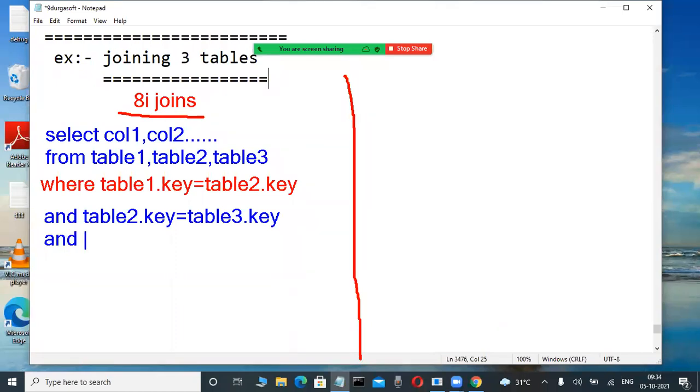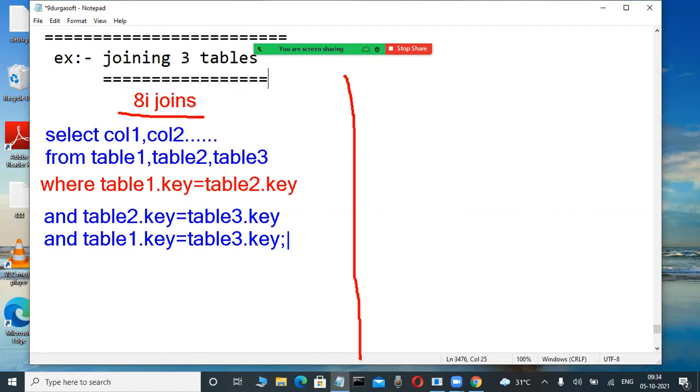Just we are using, here, table 1 or table 3, your own wish, whichever order you are giving, your own wish. Table 1 dot key is equal to table 3 dot key only. And now, based on the data type, the common field we are using. Okay, this is very easy.